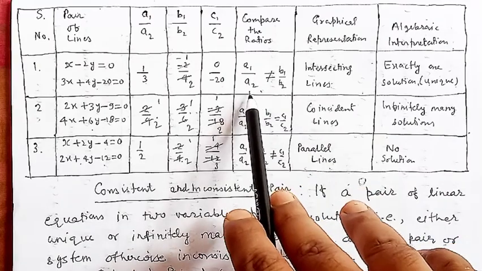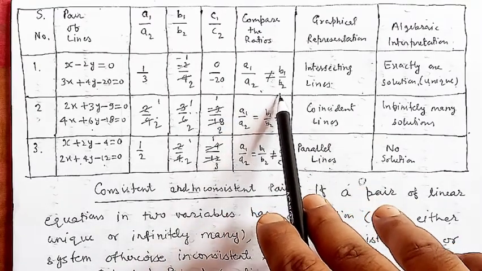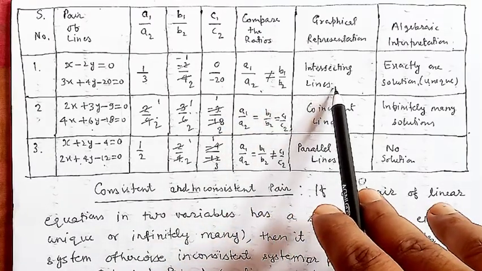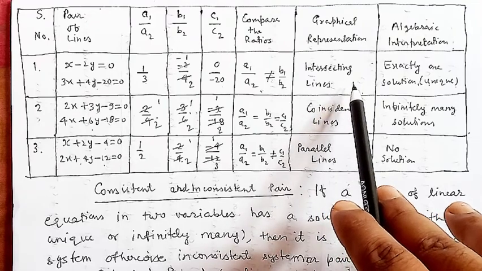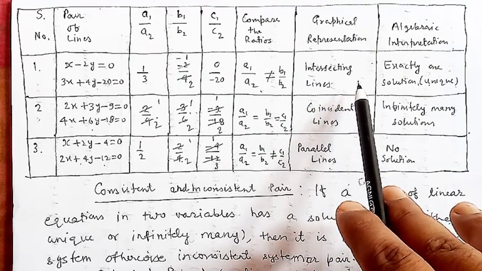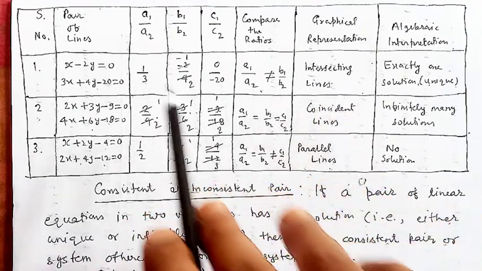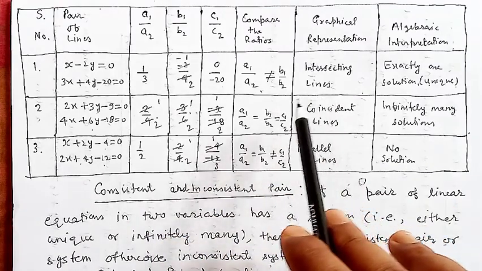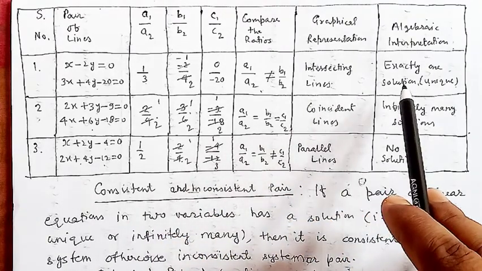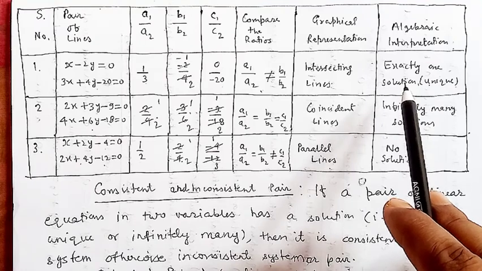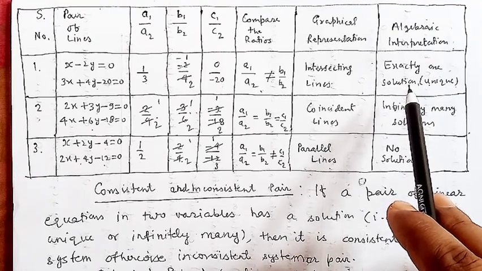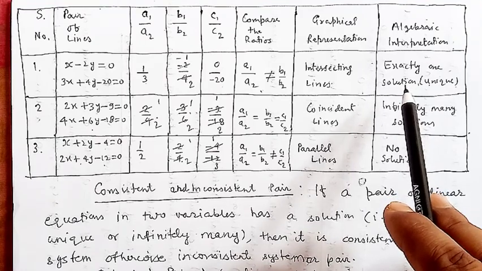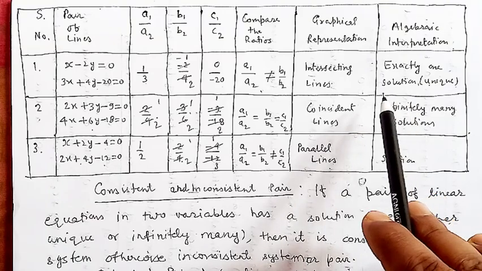Compare the ratios, then a1 by a2 is not equal to b1 by b2. Here two lines are intersecting and the point of intersection gives us the solution. The x coordinate is the value of x and the y coordinate is the value of y. So we get exactly one solution because intersecting lines intersect at only one point.